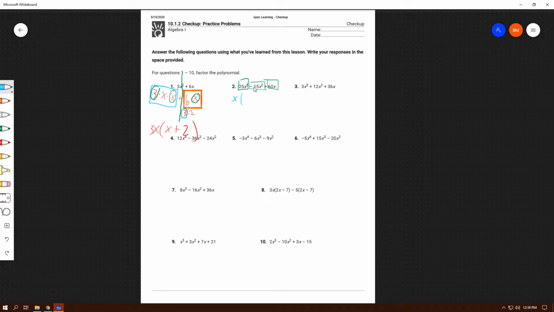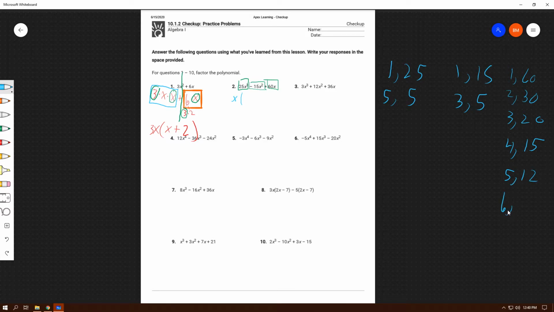Then we're looking at 25, 15, and 60. Now, there are factoring sheets that we can provide to you that help with this piece of it. Basically, what I'm looking for here is all the factors of 25, all the factors of 15, and all the factors of 60. There's a sheet that I can provide to you; if you just send me an email, I can get it for you. 4 and 15, 5 and 12, I think, 6 and 10. All right, so these are all the factors.